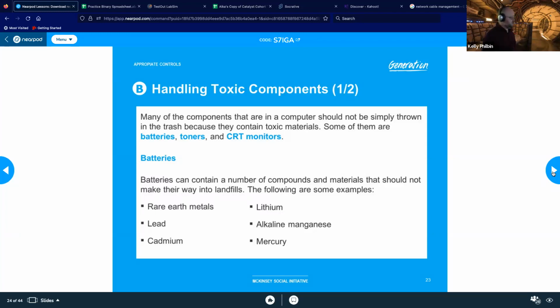Batteries. Batteries contain corrosive acids. So they contain things like lithium, mercury, cadmium, lead, alkaline manganese, all kinds of fun stuff. The most toxic being those little button batteries that you see in watches. Those should never be thrown in the trash. Of all batteries, those are the worst for the environment. So those would be properly stored and taken to a battery recycler.